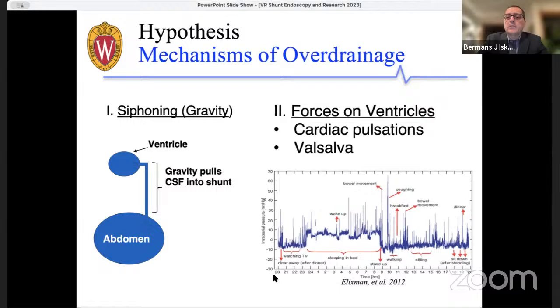This is a great paper that was written more than 10 years ago, where a patient's ICP was monitored over 24 hours. And what the researchers found is that there are spikes in ICP with various routine daily activities, such as waking up in the morning, watching TV, having a bowel movement, having breakfast, coughing. And of course, when someone is sleeping versus when someone is getting up and moving around, which means that overdrainage can happen not just in the upright position due to gravity, but also in the supine position due to these forces.